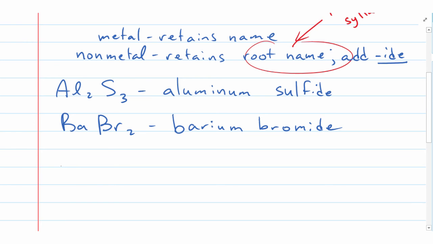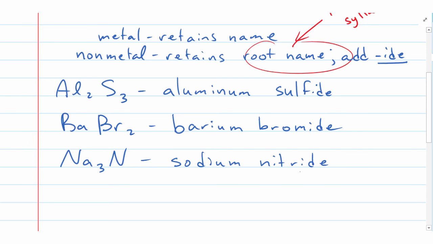And if we had Na3N, Na3N would be sodium nitride. Yes. I know a lot of people want to say nitrate, but nitrate is something else. This would be sodium nitride.